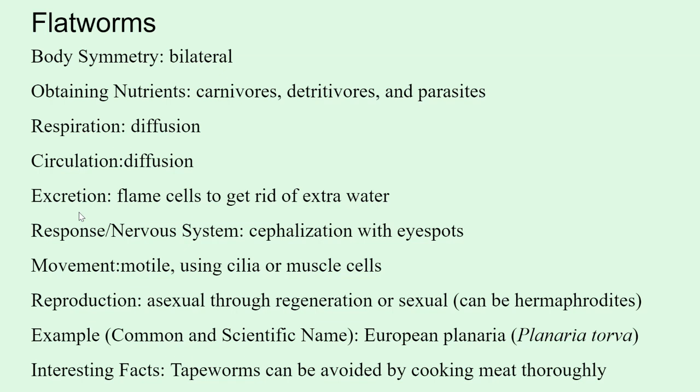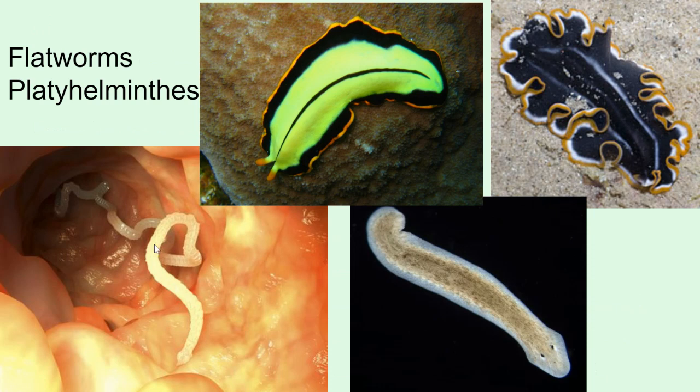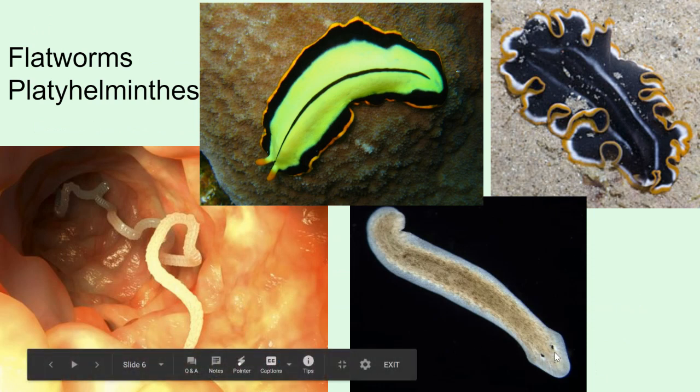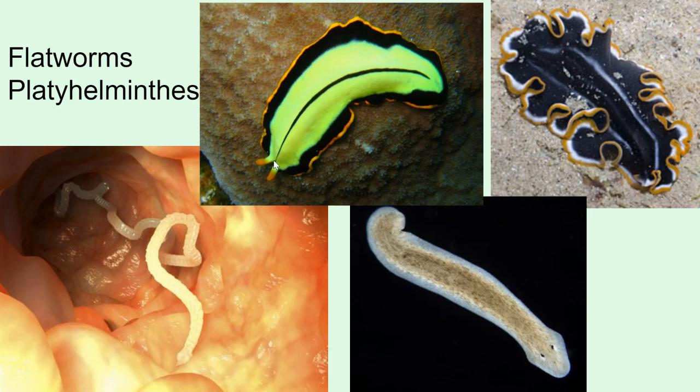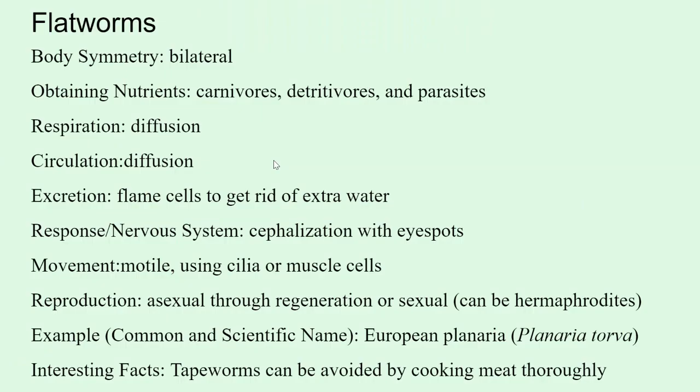Their nervous system is a lot more complex than our sponges and cnidarians. These guys have eye spots, so they're actually able to detect light, and you can see those eye spots right there on the planaria. You can see they would be at the front here of that marine flatworm. Sorry, I skipped their movement. They are motile, and some of them have muscle cells, and others have cilia, which are like little projections from their body that help them move in their environment.